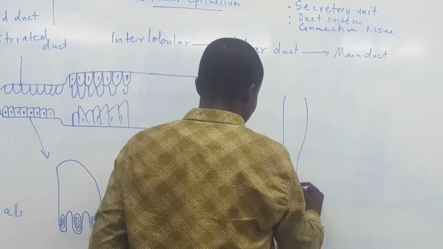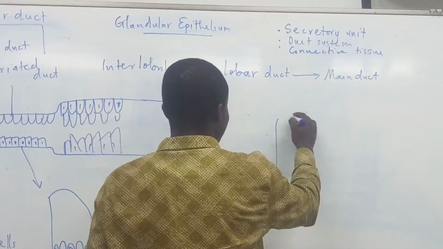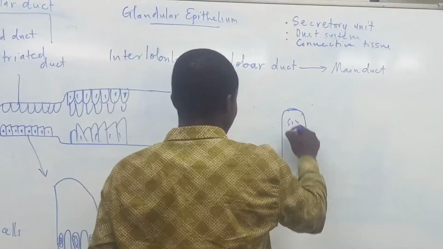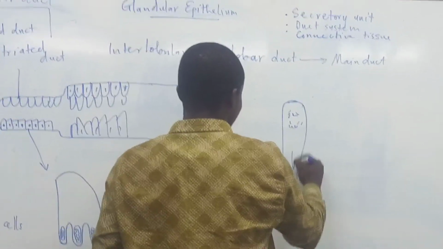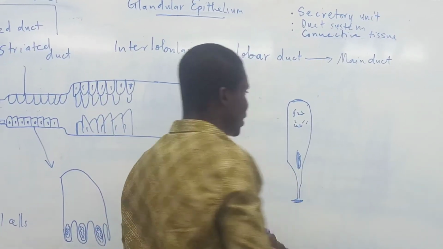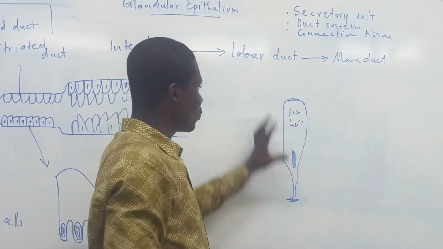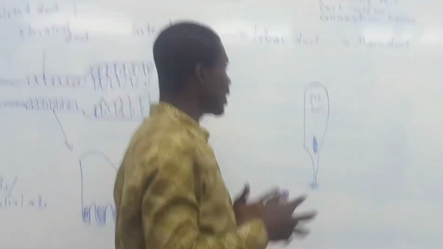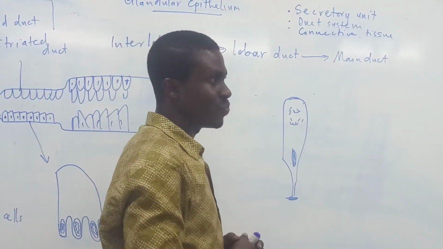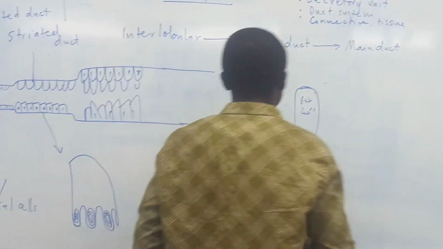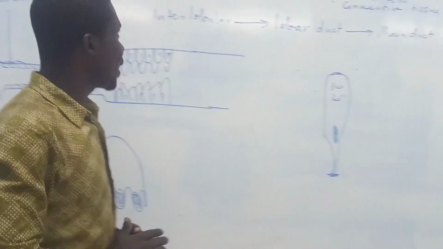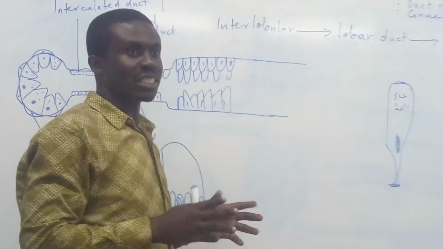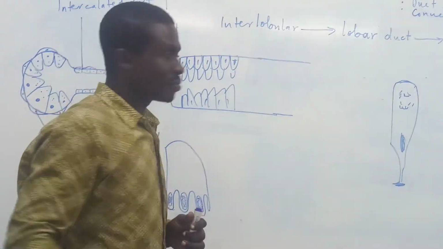This cell, which appears like a wine glass, has all these mucinous granules over here, with its nucleus around here. This cell has a goblet shape, like a wine glass. We call it a goblet cell, and it's specially designed for secretion of mucus.